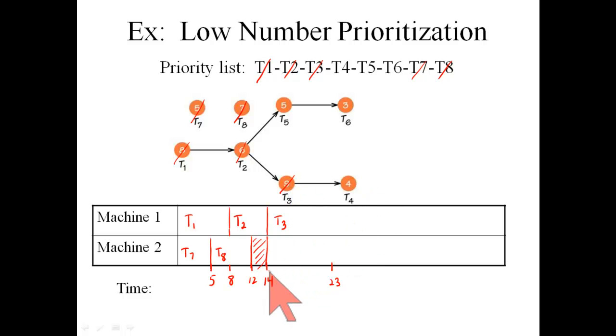Task 3 is being worked on. At the same time, machine 2 says, give me something to do. In the priority list, task 4 is next. Can task 4 be done? No. Task 3 is not yet finished. Jump down in the priority list, task 5. Can task 5 be done? Its prerequisite was task 2. That's finished, so yes it can, and machine 2 gets task 5. That is a 5-minute job. Machine 2 starts at time 14, and so we'll finish at time 19.